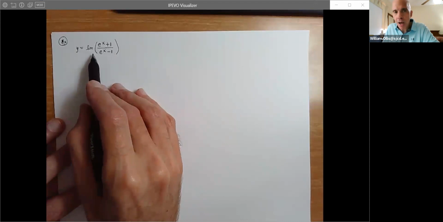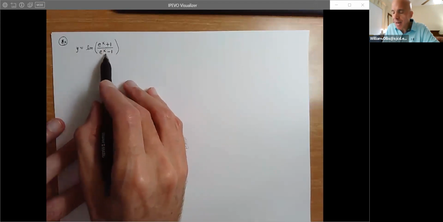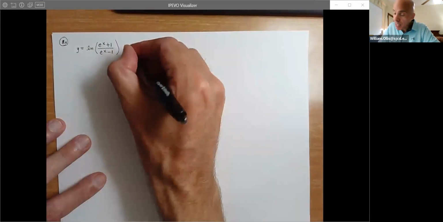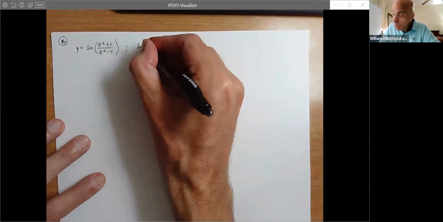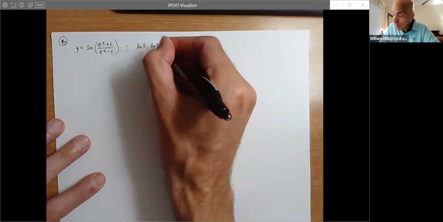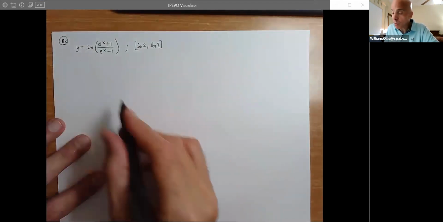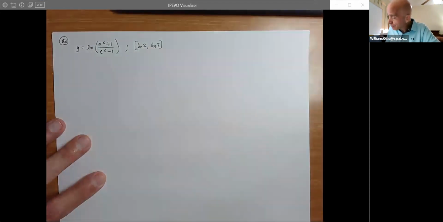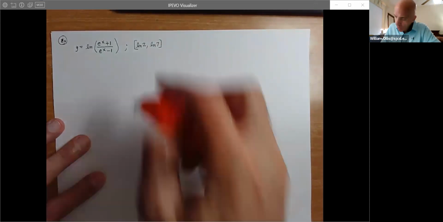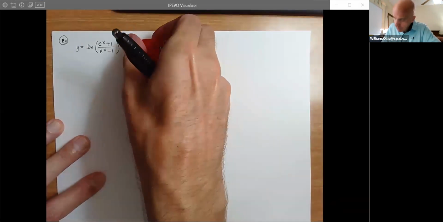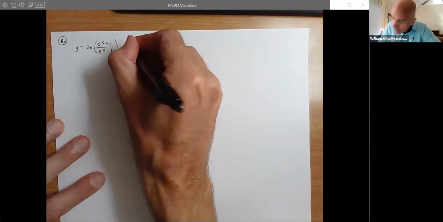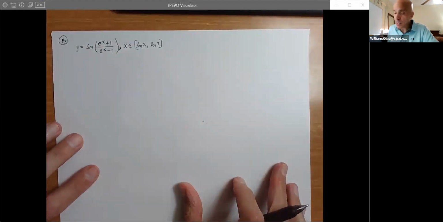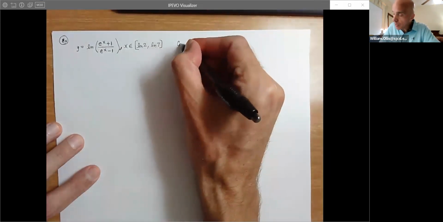We have y equals the natural log of (e^x plus 1) divided by (e^x minus 1), and we live on the interval. That is, where does x live? From natural log 2 to natural log 7. And that preserves a positive argument here, so this is well defined. So we'll just say x lives here. Let me write that in. So that's where our x lives. And again, we want to compute the length of the curve.